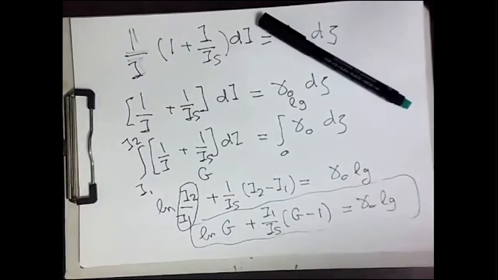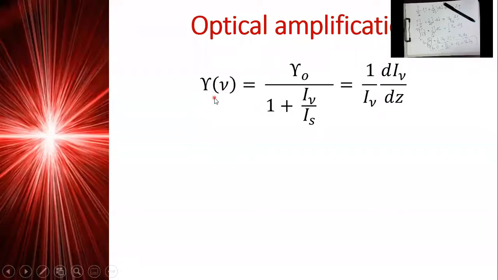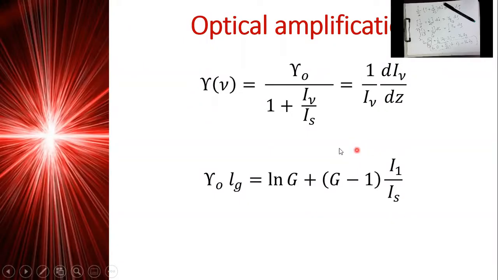So let me return back to the presentation slides. Here, and now this is the final equation you have: gamma0 Lg equals ln of the gain plus gain minus 1 times I1 over Is, where I1 is the incident intensity. This is the termination of chapter number 5, which is the laser oscillation and amplification.